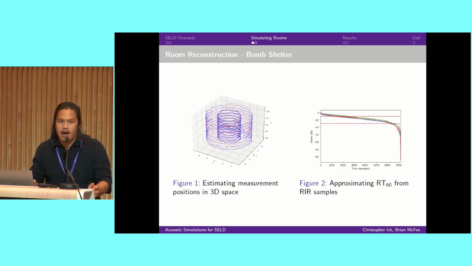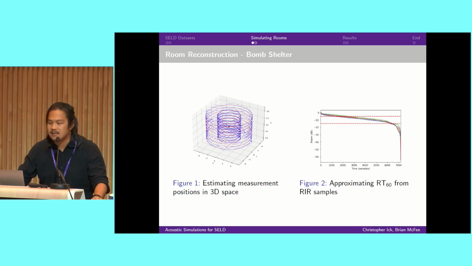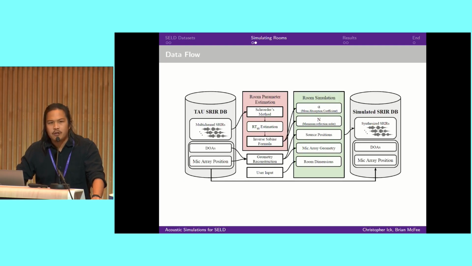To get from this data set to actual room simulations, there's a few steps we need to take. Because the spatial annotations are provided in directions of arrival rather than an absolute position, we need some method of reconstructing the original geometry of the recording space, which we do via essentially distance approximation via cylindrical projection. Beyond that, we need to know a couple of parameters about the room, like the mean absorption coefficients, and for the simulation, the order of reflections we're going to use. To do this, we did some pretty simple room parameter estimation using traditional signal processing methods, specifically the Schroeder method for estimating RT60.